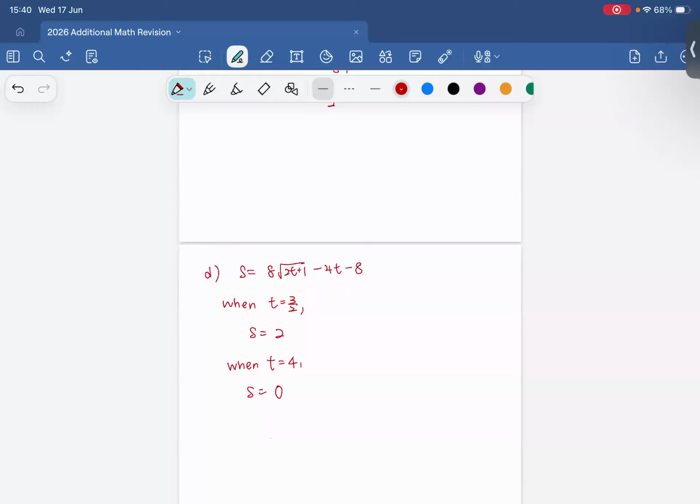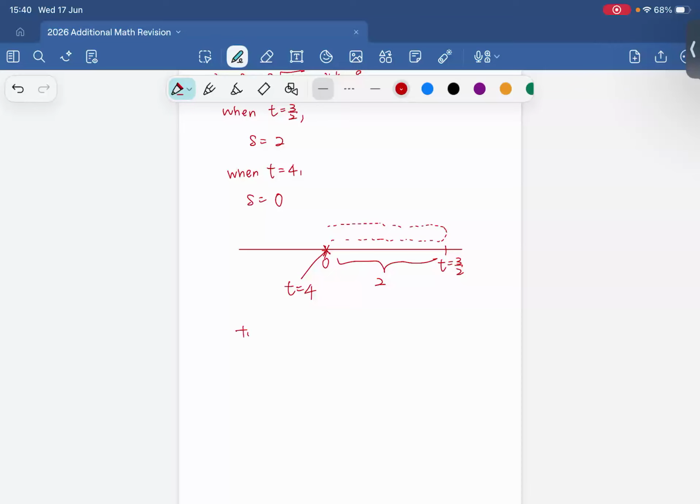Okay, so how does the movement look like? This is the point O where you start. So when t is 3 over 2, the object is here. Then this distance is 2. Then when t is 4, the object goes back here. So you can see this is how the object moves. After this point, it will turn and go back there. So from here, you can see that the total distance traveled is just 2 plus 2. 4 meter.